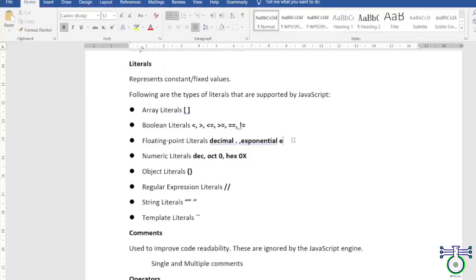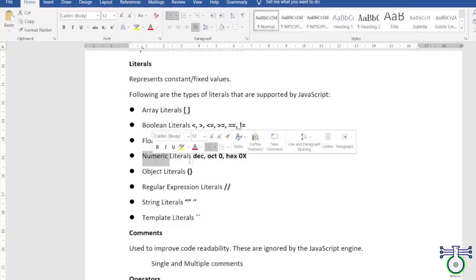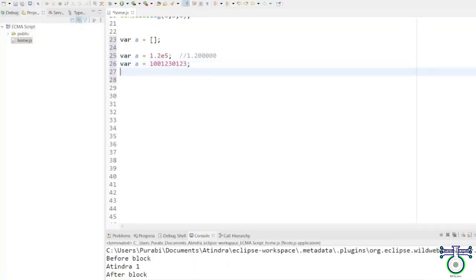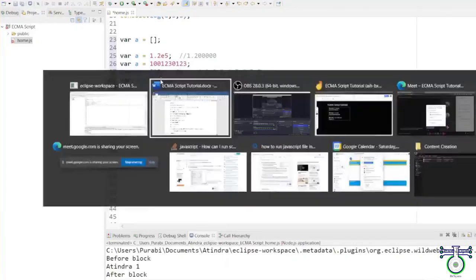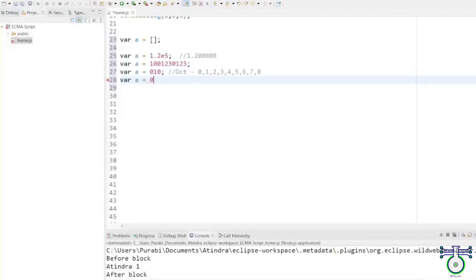So likewise, we have other literals like numerical literals. These are decimals. If you put 0 and then this value, then this becomes octal. Octal numbers are from 0 to 7. Okay. And we have hex also. Hex is represented as 0x, meaning 0 x. Just before that, you have to write it like this. And x can only be there after the 0, followed by the number.